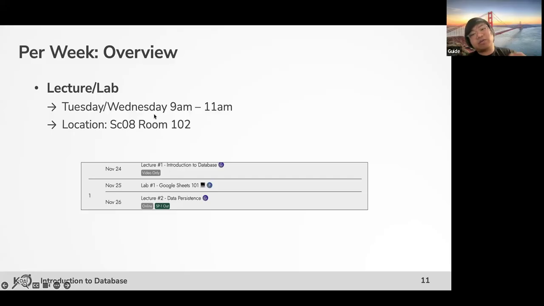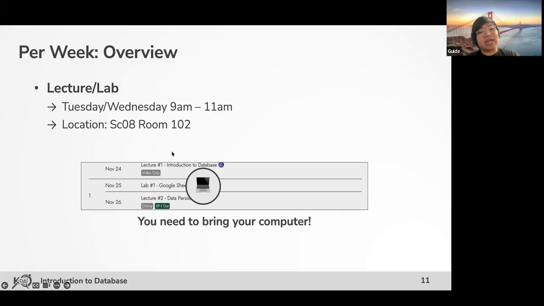All right. Also, this is really important. If you see this logo, a laptop icon, it means that in those sessions, we expect you to bring your own computers. If you don't have your own computer, please talk with the K-DAI staff so that they can provide you a laptop. They can lend you a laptop.